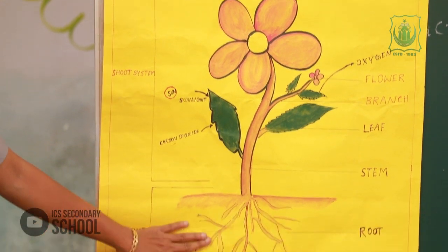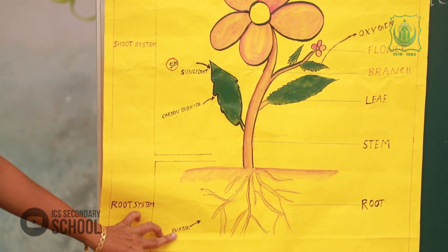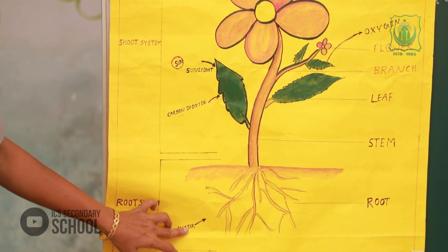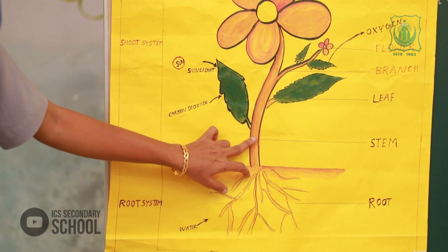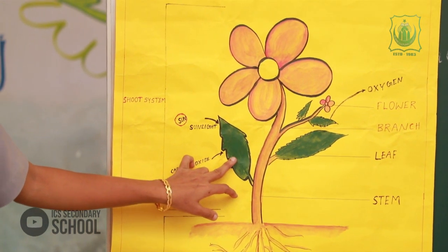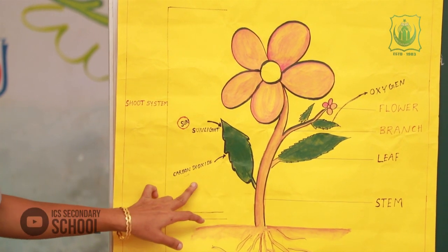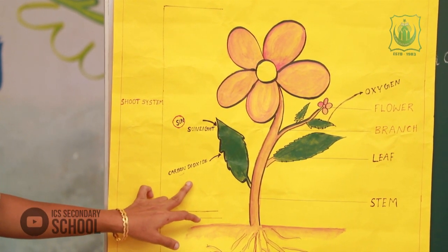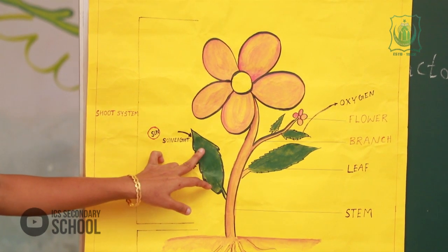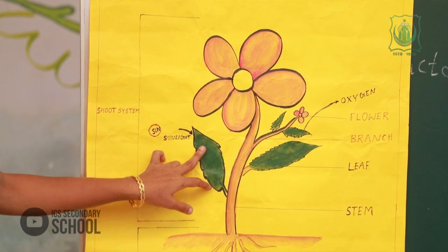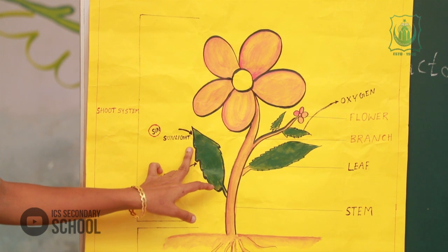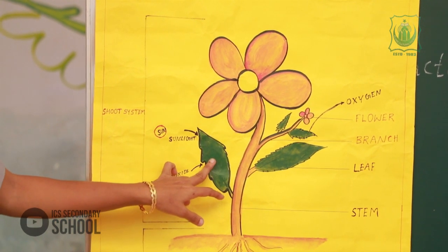The first one, the root of the plant takes in water and minerals from the soil, and from the roots these water and minerals go up the stem and reach the leaves. The leaves contain tiny openings called stomata, and stomata take in carbon dioxide from the air. The next, the leaves contain a green pigment called chlorophyll, and chlorophyll, now please listen here, takes in sunlight. Okay, takes in sunlight. Clear?